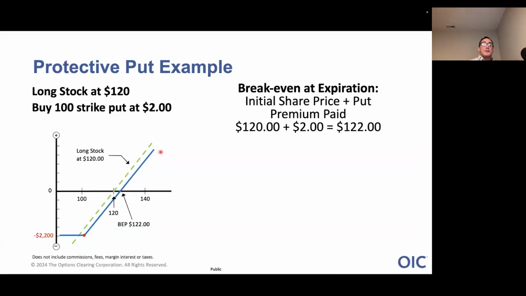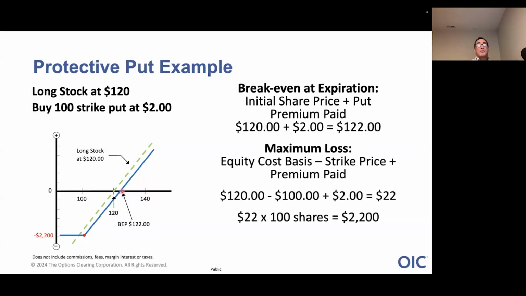But above 122, you can see that I have 1-for-1 upside on my stock holdings. If the stock goes to 150, I'm going to make 30 points on my long stock position. I'm still going to lose $2 on these puts, for a P&L of $28, or $2,800. So I get 1-for-1 upside on my shares above my break even, in this case 122.